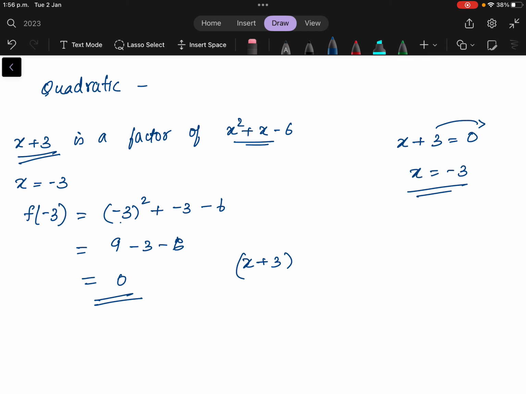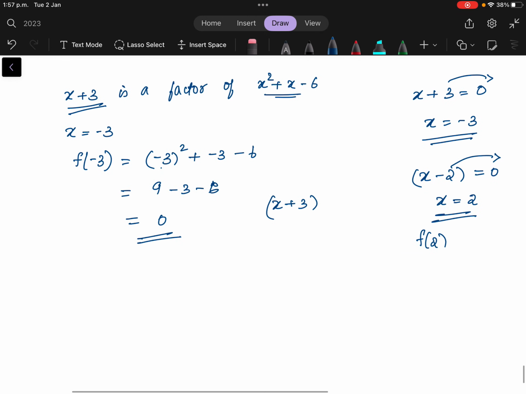Another example, if x minus 2 is a factor, you imagine it as 0 and then bring the 2 this side, so x is equal to 2 and you put f of 2. This is how we find out. And then to find the other factor, you just divide x squared plus x minus 6 by x plus 3, then you will get some value here and you can factorize, and then you will be able to find the second factor.